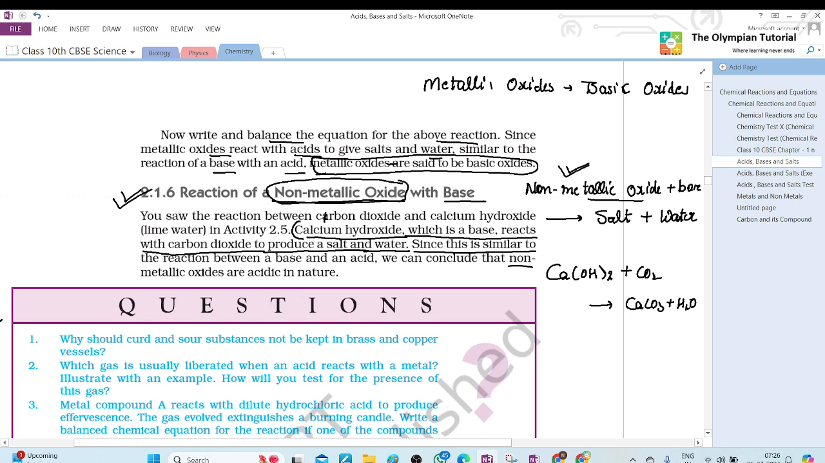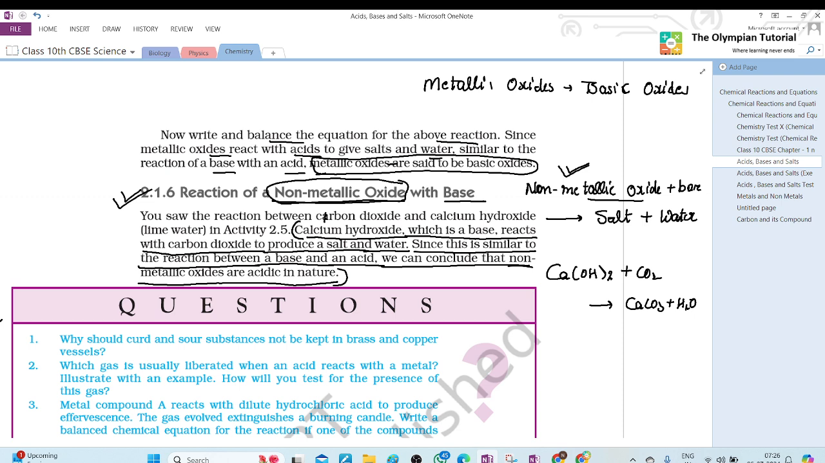Since this is similar to the reaction between a base and an acid, we can say that non-metallic oxides are acidic in nature. Ma'am, so non-metallic oxides and metallic oxides are not exactly acids and bases, but they act as acid and base.